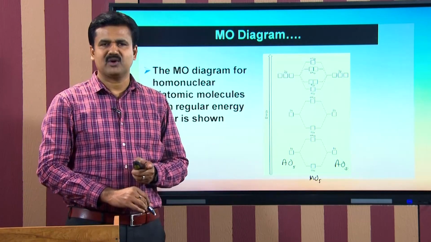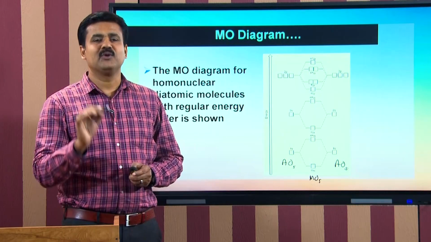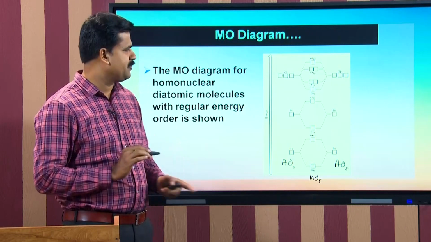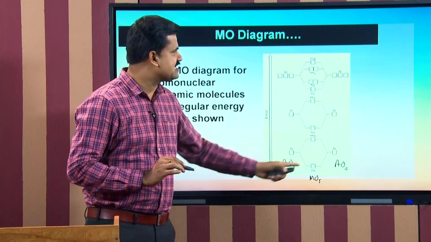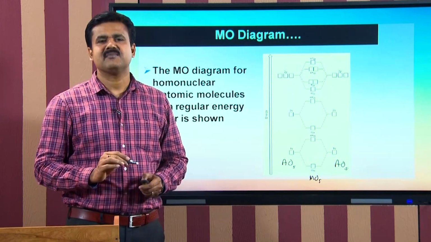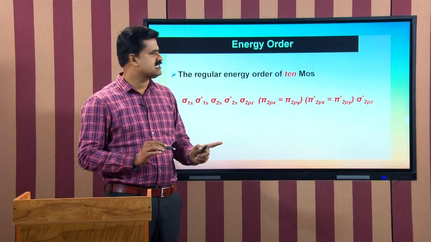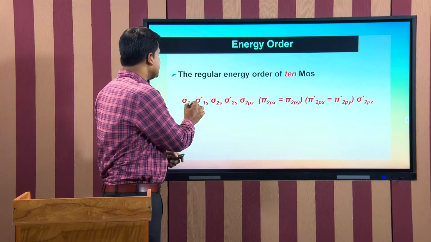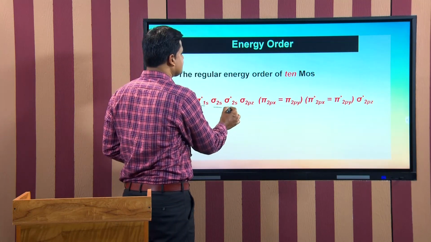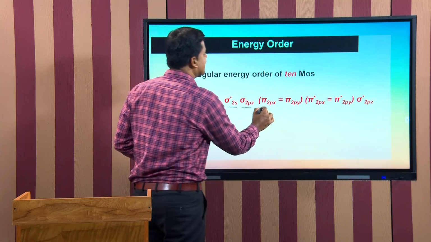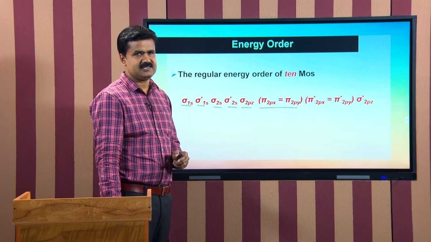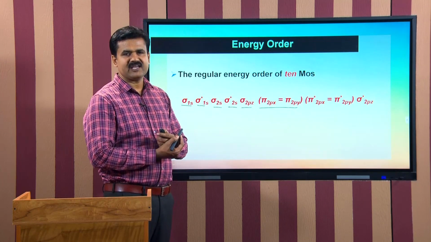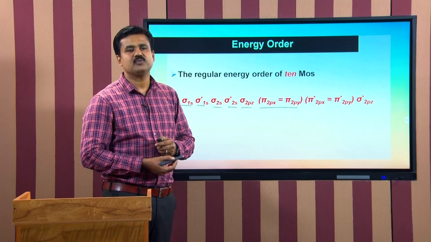This is the MO diagram for homonuclear diatomic molecules without any exceptional order, or this is the regular energy order. The lowest energy is sigma 1s and the highest energy is sigma star 2pz. Thus, the regular energy order of the 10 molecular orbitals is sigma 1s, sigma star 1s, sigma 2s, sigma star 2s, sigma 2pz. Then a doubly degenerate level, 2 orbitals having the same energy: pi 2px equal to pi 2py, pi star 2px equal to pi star 2py, and the highest energy orbital, sigma star 2pz.